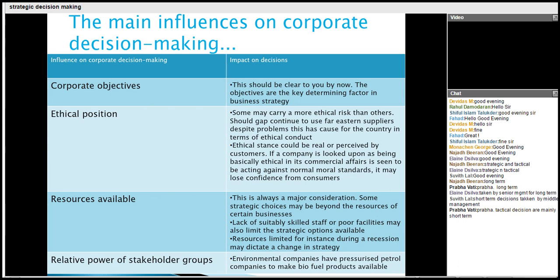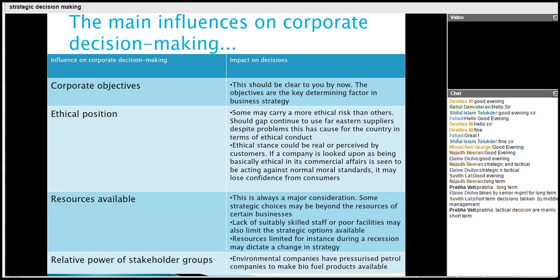Now, if you look at the screen, we have corporate objective. Now, what is the impact of corporate objective on decision? First of all, the corporate objectives should be very clear to you by now. If you're working for an organization or for a company, the corporate objectives should be very clear. The objectives are the key determining factor in business strategy. We're going to look at this in particular today.